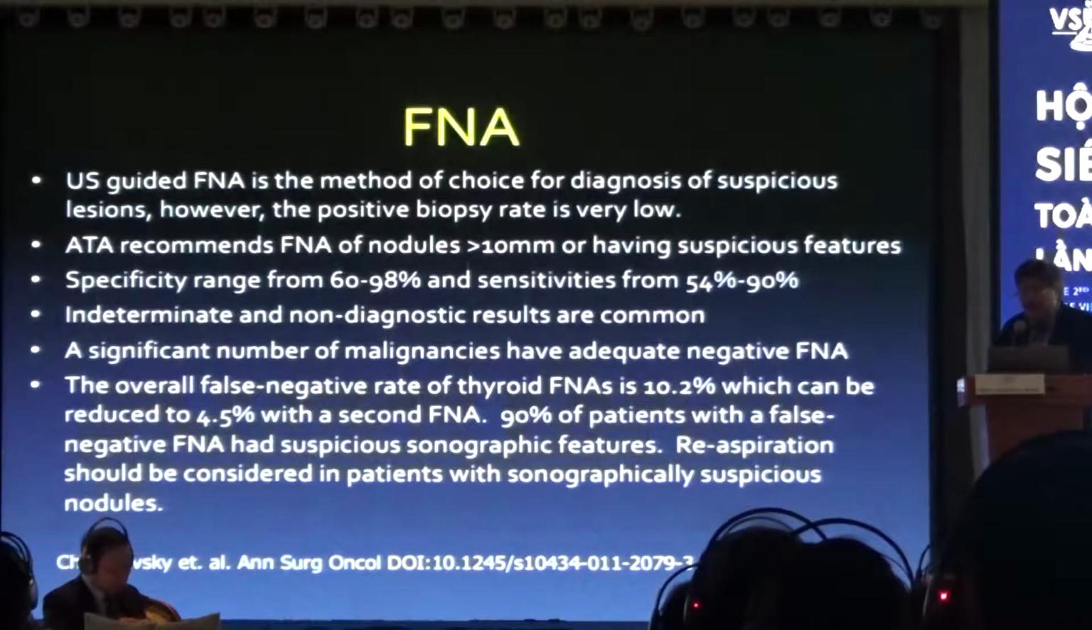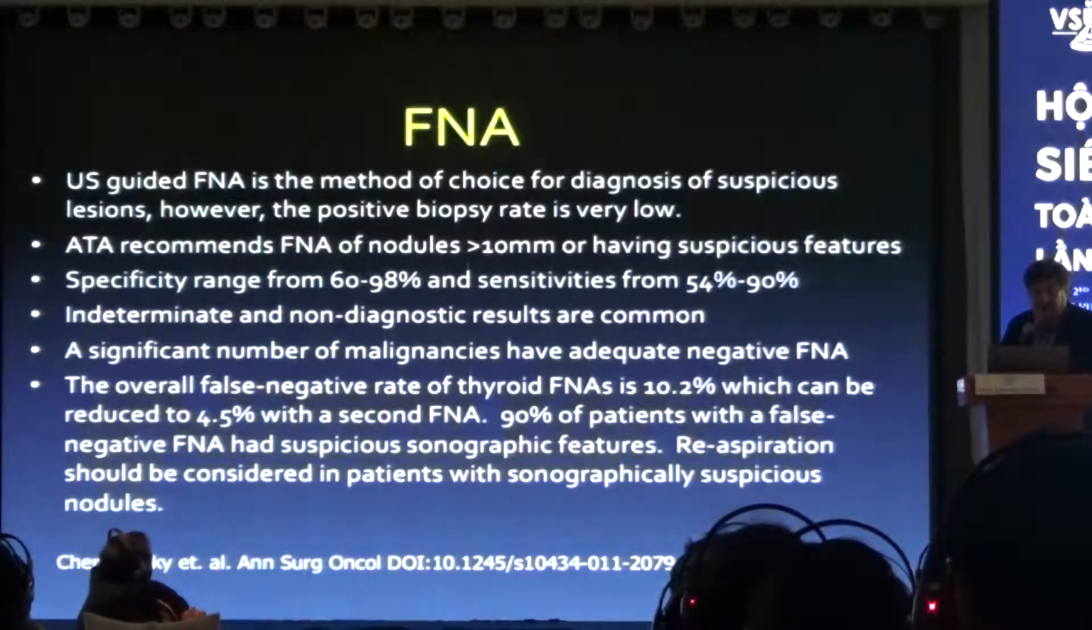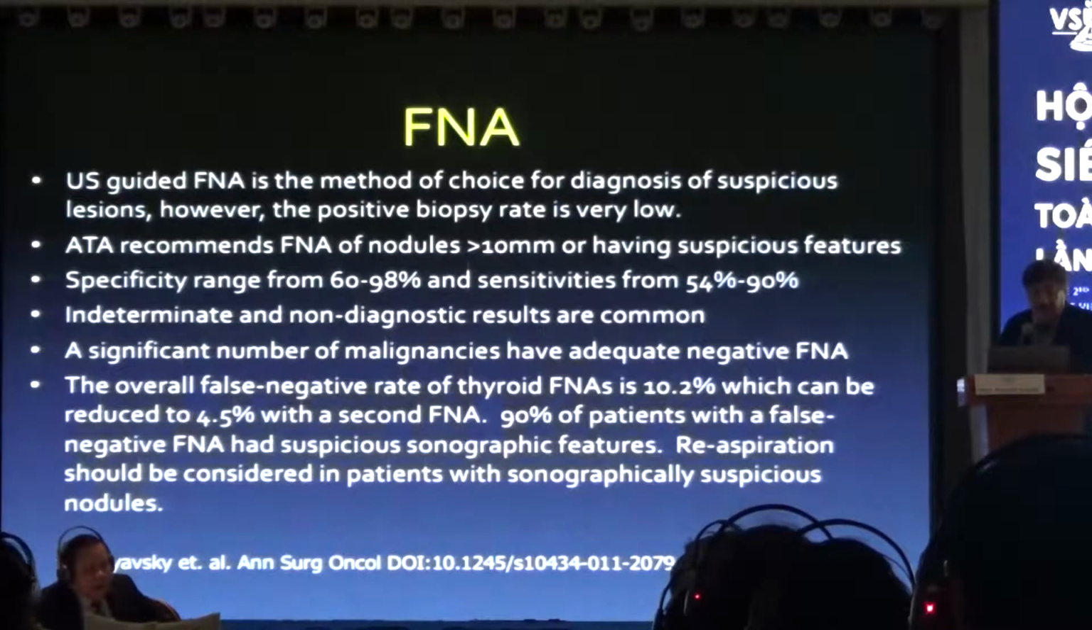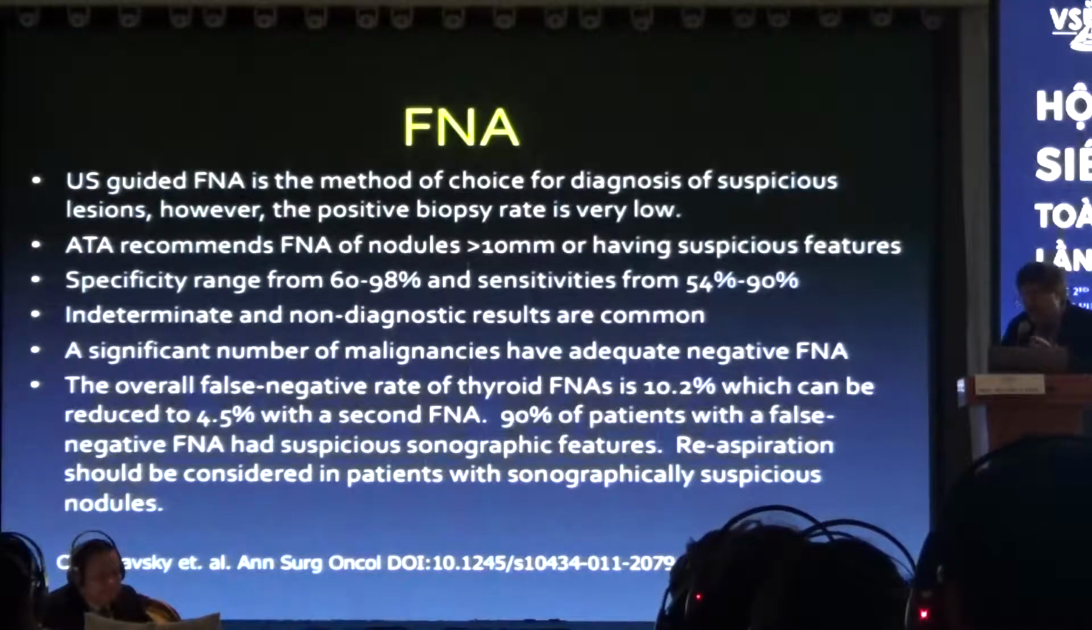So I think we have to be very careful when we look at data when FNA is used as the gold standard. The American Thyroid Association recommends FNA of nodules greater than 10 millimeters having suspicious features. In the US, there are at least 5 different recommendations that vary from biopsying everything to biopsying only things that are greater than 2 centimeters and have calcifications. So it's very confusing, and there are now, I think, 4 ThyRADS that came out, so again, very confusing.